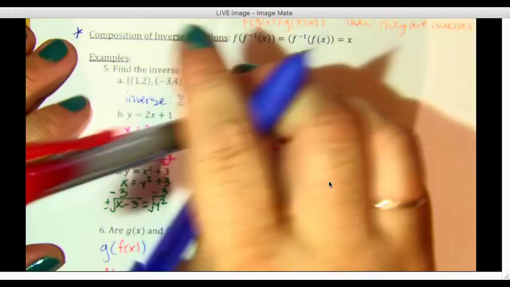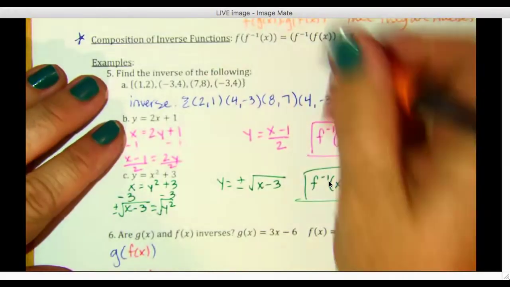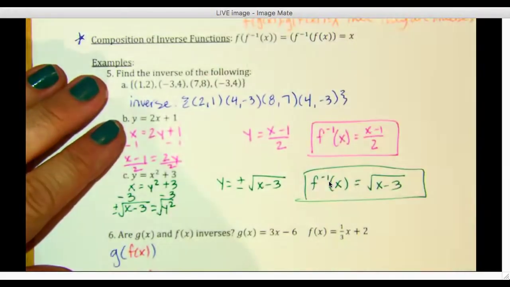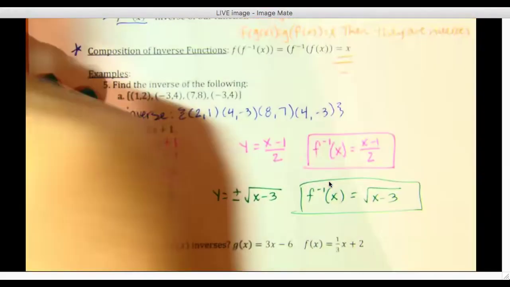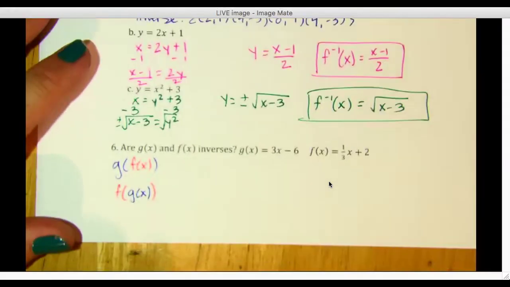And I'm sorry, one more thing. It's not just that these two need to be equal to each other. It's that they also both have to equal exactly x. Okay, they both have to equal x, not just the same thing. They have to equal x.